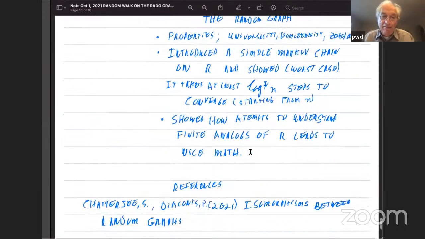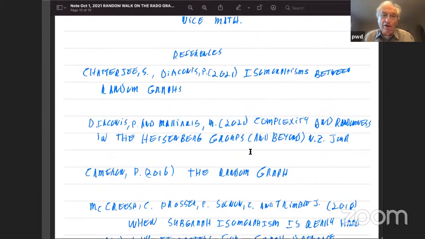nice math. If you wanted to look more at this, the second part of the talk is a paper on the arXiv with Shelah. The logic motivation is an interesting story. Maryanthe Malliaris is a model theorist, and we wrote a paper called Complexity and Randomness in the Heisenberg Groups. More than anything, I hope people will look at the random graph paper.